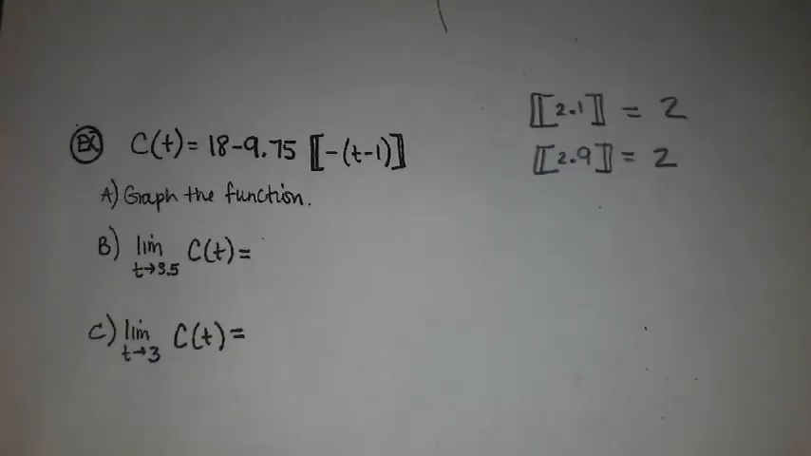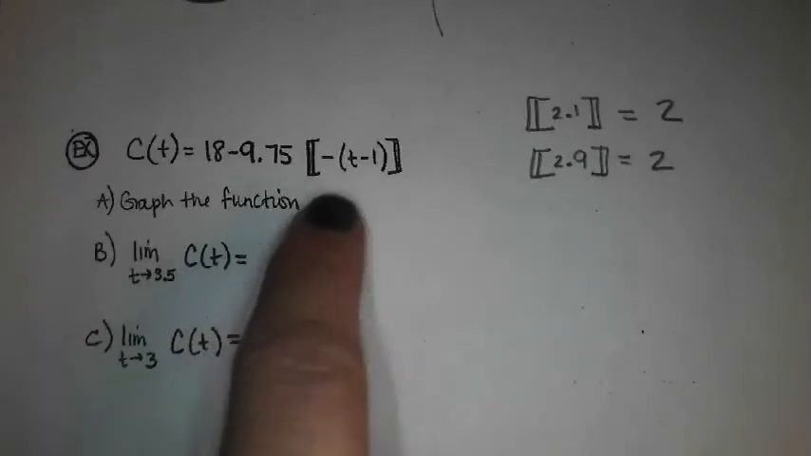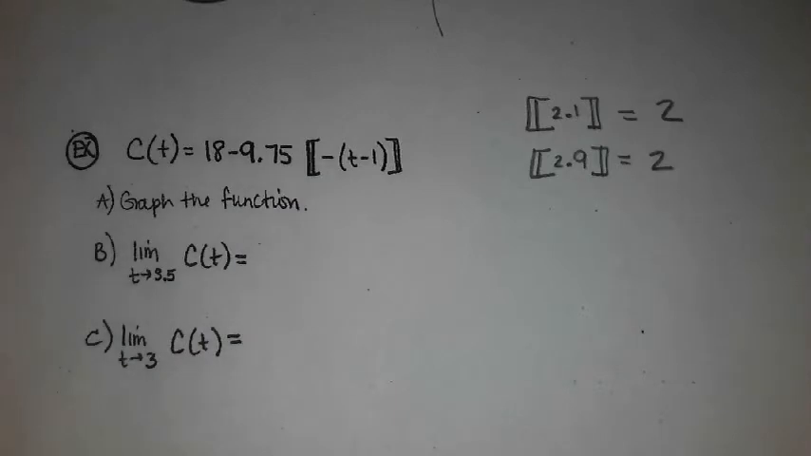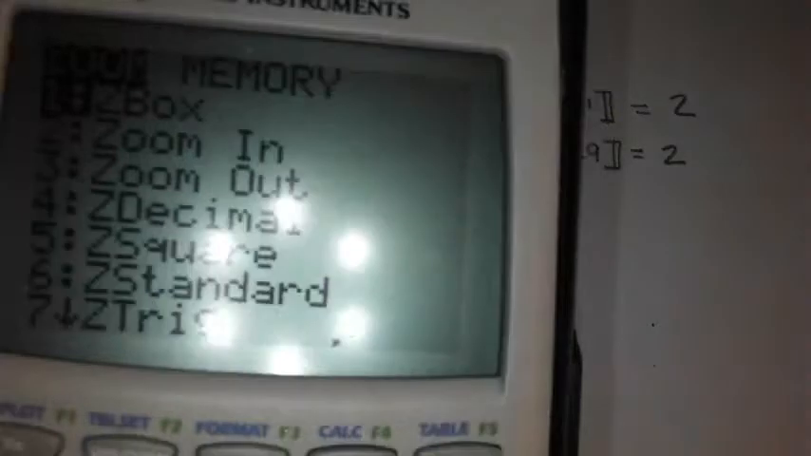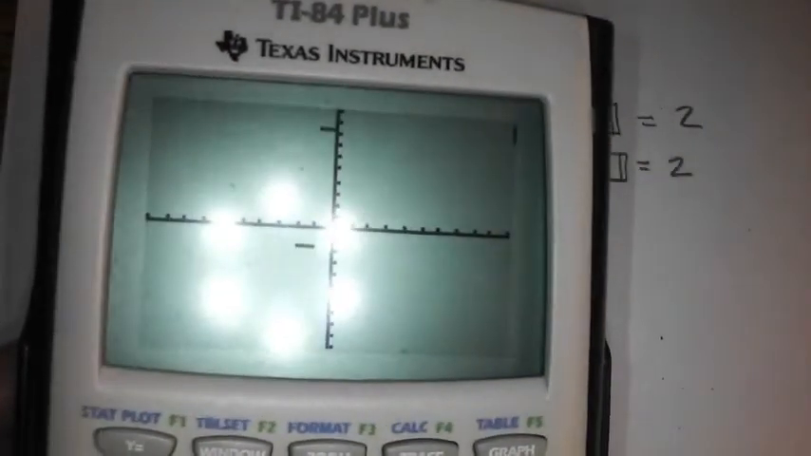Okay? I'm not going to graph this function by hand. I'm just going to type it into the calculator, because those greatest integer symbols can be found under your math window, kind of near where absolute value would be found. And negative parentheses x minus 1 goes inside. Okay, so zoom 6, this is what that looks like.